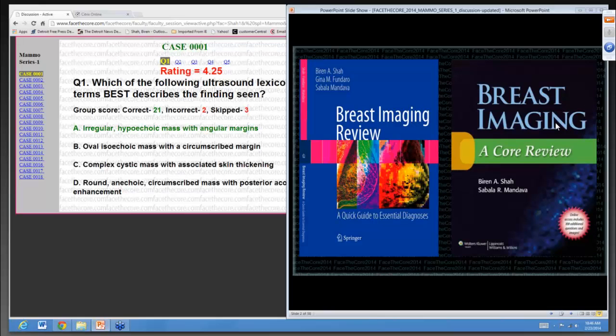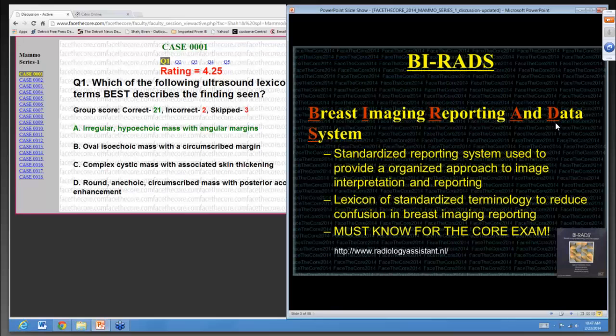I'm actually an author, co-author of two books. The one on your right is a new book that came out late last year, geared for the core exam, 300 questions related to breast imaging. Some of the questions are very similar to what I've shown you today. The one on the left is more for the oral exam. So we're going to go ahead with case.